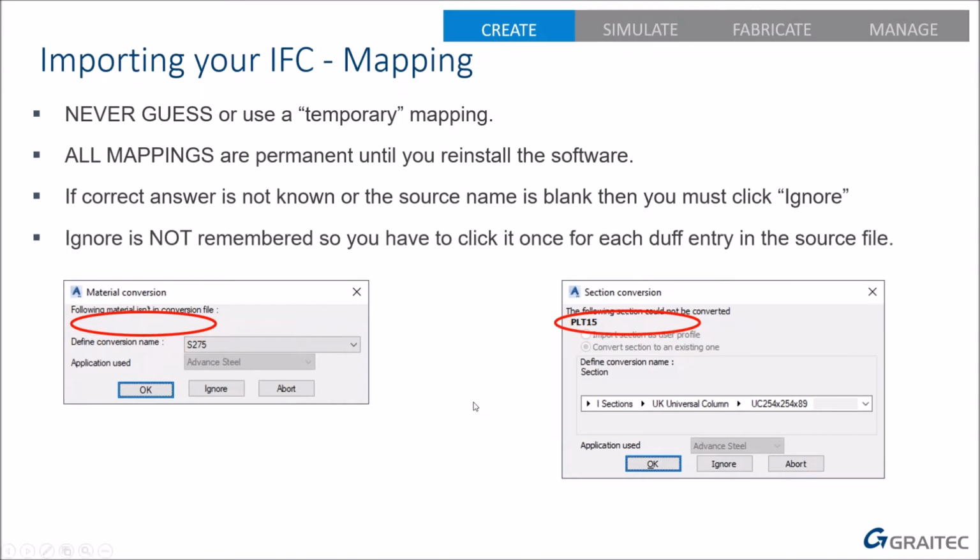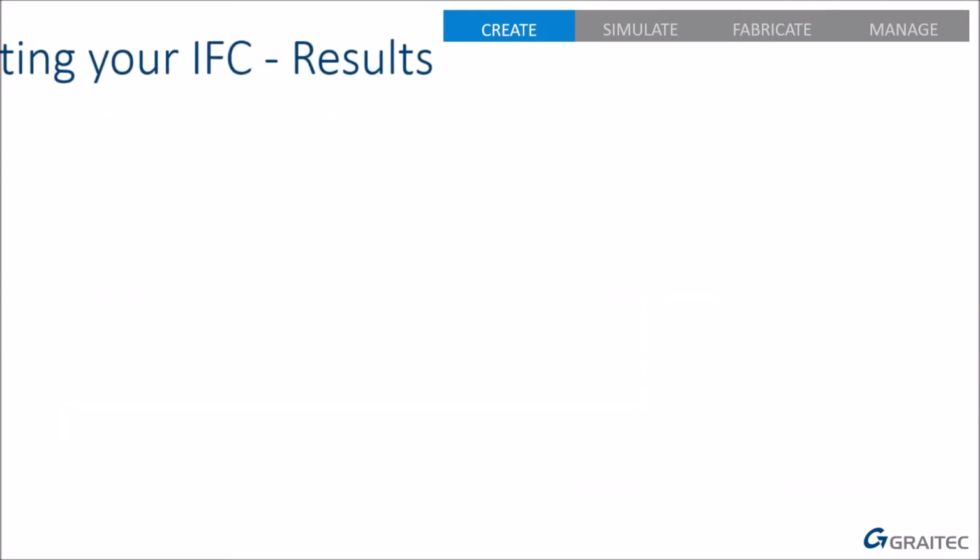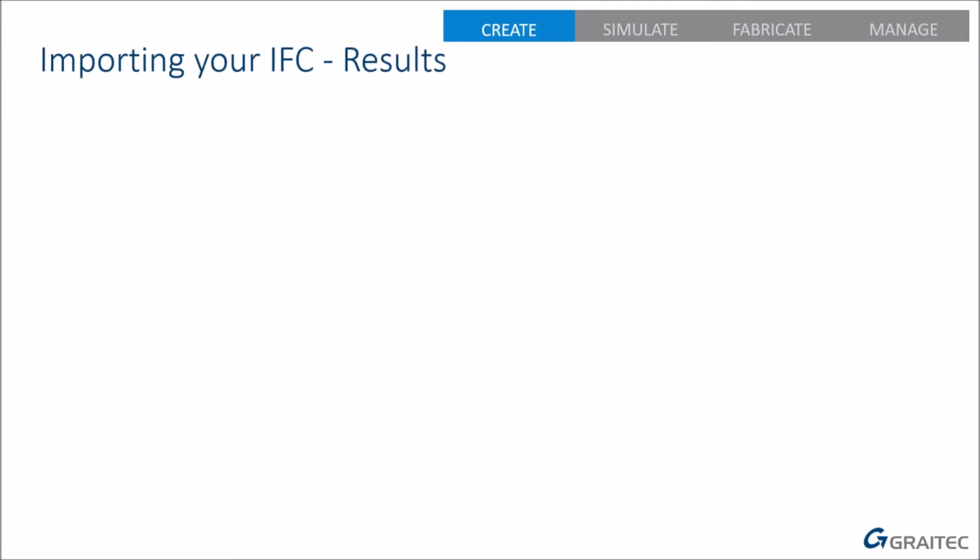Sadly though, if you click ignore, it's not remembered. So every time that entry appears in the IFC file, you're going to have to click ignore again and again and again. And if you get carried away, it's very easy to click too many times and click ignore on something you could have mapped as well. When you do click ignore, it's not going to import that part.